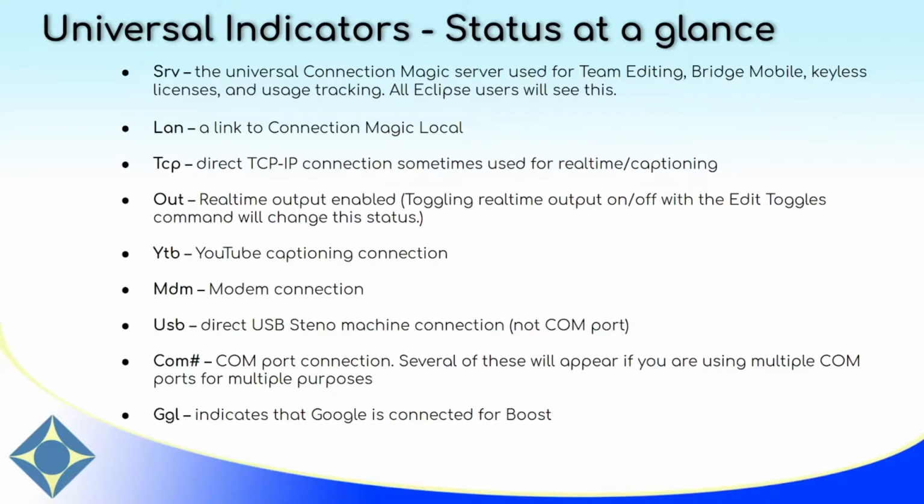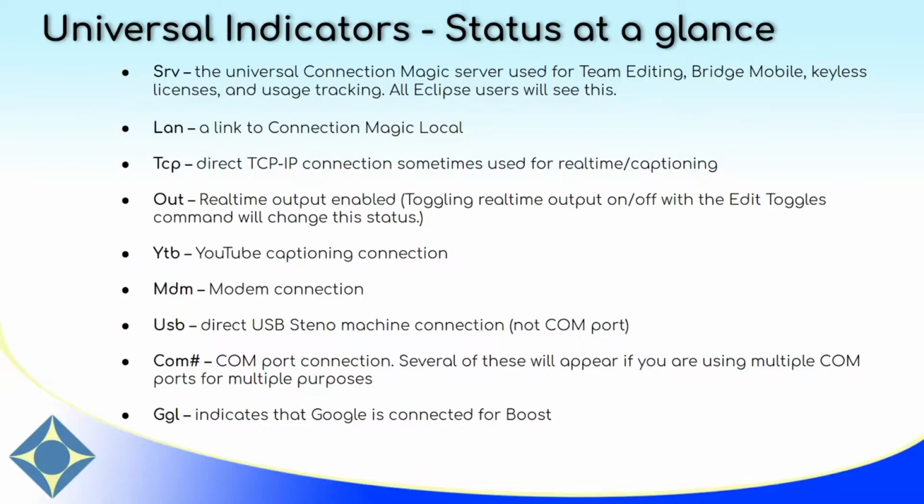MDM stands for modem connections, which are typically used by closed captioners. USB will indicate direct USB steno machine input. So if your steno machine installs as a USB device rather than a COM port device, when your machine is connected and ready for real time, you'll see a green USB indicator. The next indicator is the COM port number indicator. And this can be used for both an input COM port number, such as from a steno machine, or an outbound COM port number, such as cabled connections to old-style Bridge formats.